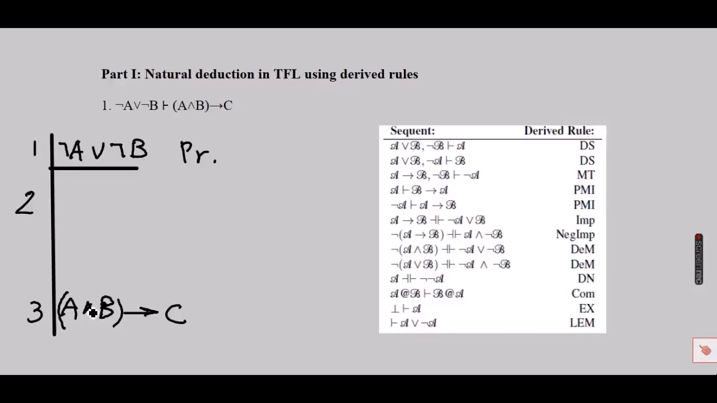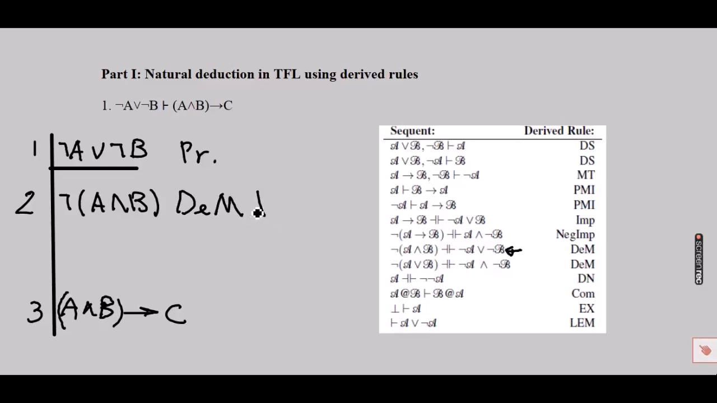Okay, so here we have not A or not B. What can we do with that? Well, if you look here at De Morgan, from not A or not B, we can get not A and B. So let's just do that. So on line 2, we can get not A and B. And the rule we are using is De Morgan, and we are applying it on line 1.